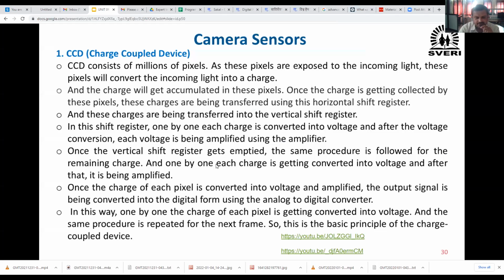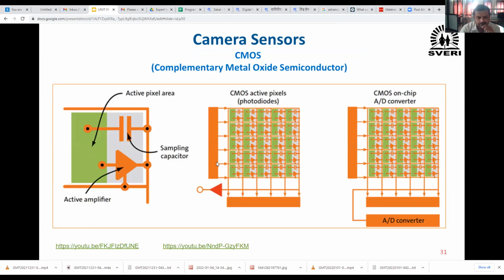Okay, now we'll see the next one. Camera sensors, CMOS, that is complementary metal oxide semiconductor. Now see this. This is the active amplifier. This is a sampling capacitor. This is the active pixel area. Then this is just one block they have taken. Similarly, different types of blocks are there.